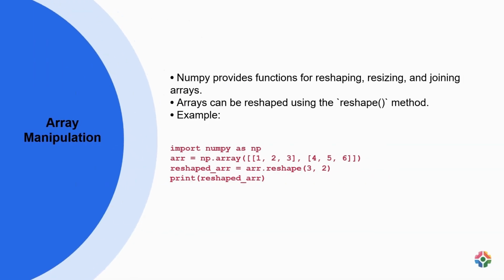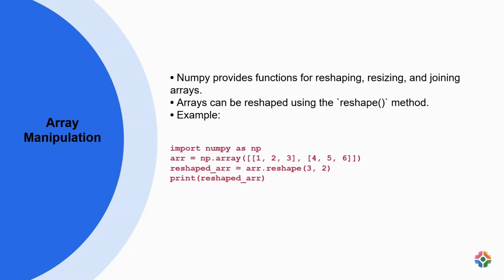Numpy offers capabilities for modifying array shapes through functions like reshape and resize. The reshape method in Numpy can be utilized to alter the shape of an array. For instance, if you have a 2D array like ar equals np.array 1, 2, 3, 4, 5, 6, you can reshape it to a 3-2 array using ar.reshape(3,2). This function transforms the array dimensions while retaining the data elements.